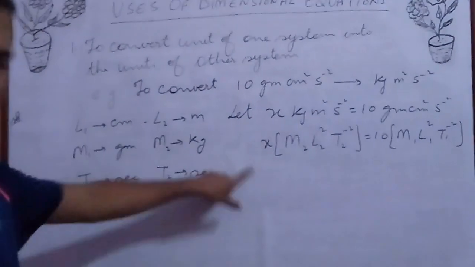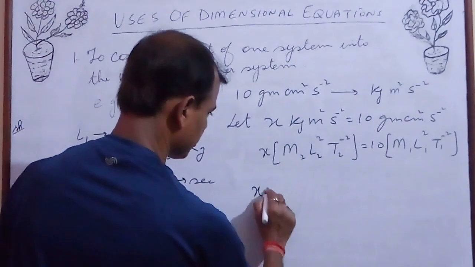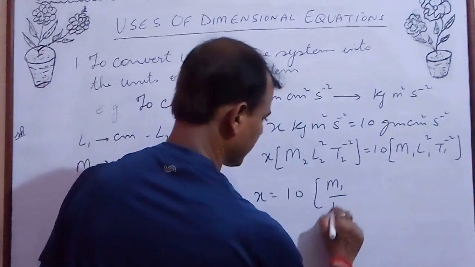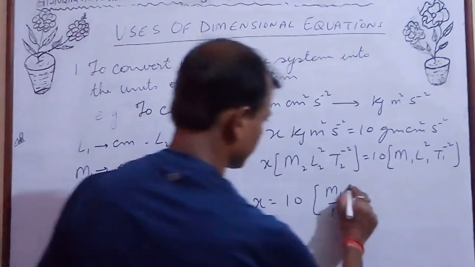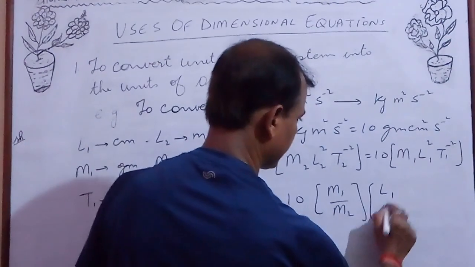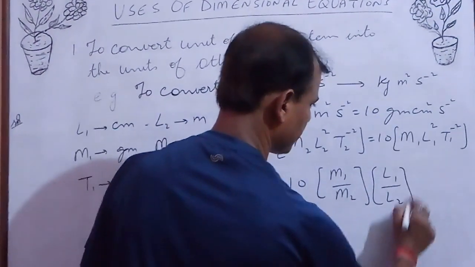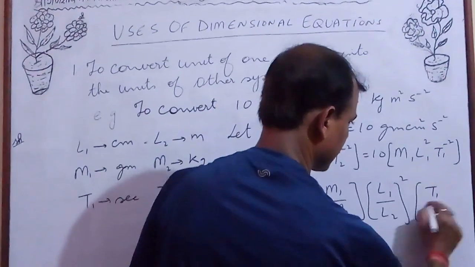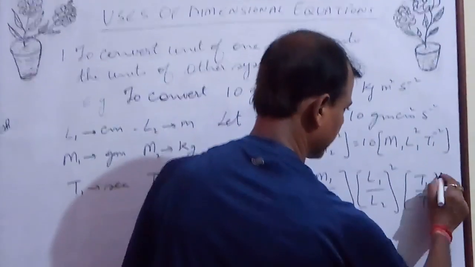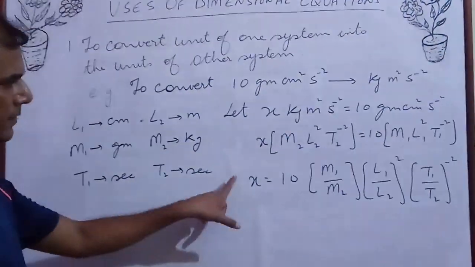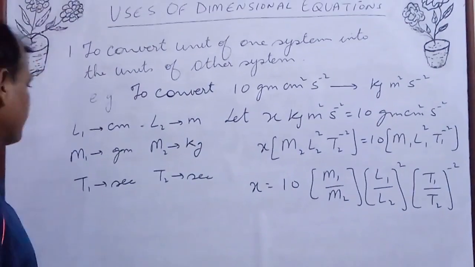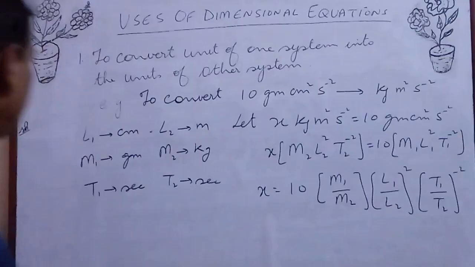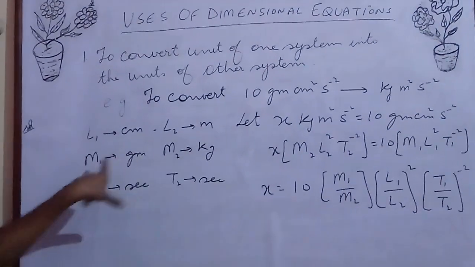Now you want x. X is equal to 10 into M1 upon M2, then L1 upon L2 to the power 2, and T1 upon T2 to the power minus 2. You want x, so this becomes this. Now we have to change either M1 in terms of M2 or M2 in terms of M1. So I am changing M2 in terms of M1.